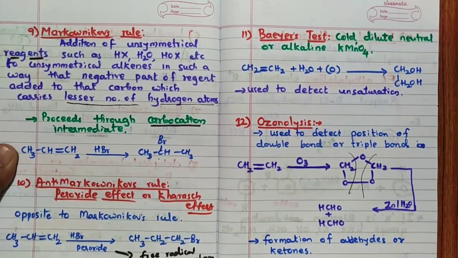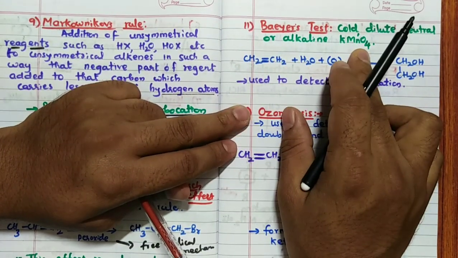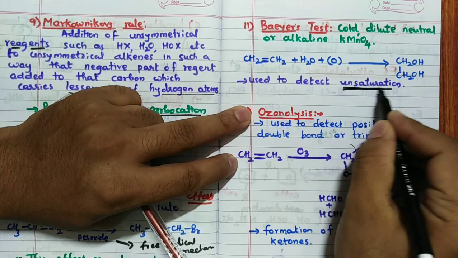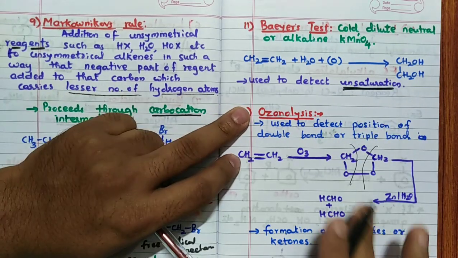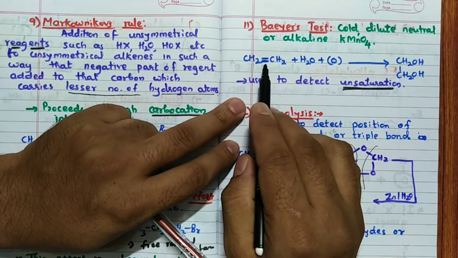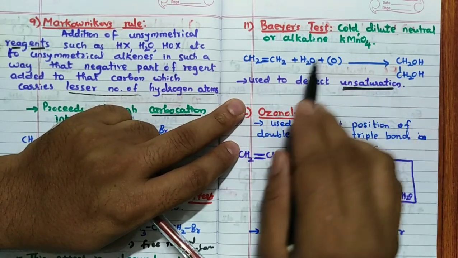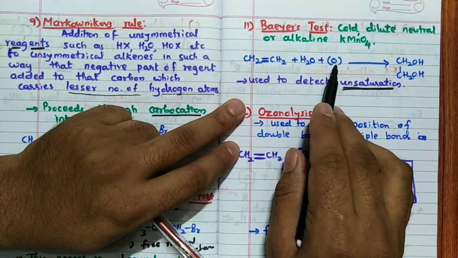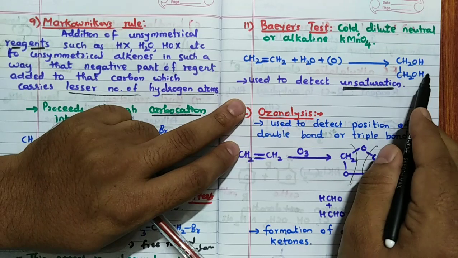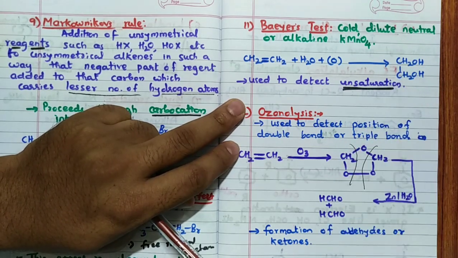Then Baeyer's test. Baeyer's test uses cold, dilute, neutral or alkaline KMnO4. This is the test used for detecting unsaturation. Alkanes will not react, but alkenes and alkynes can react. Take ethene: it reacts with Baeyer's reagent and H2O in the presence of nascent oxygen, and you get CH2OH, CH2OH, which is glycol, ethylene glycol.